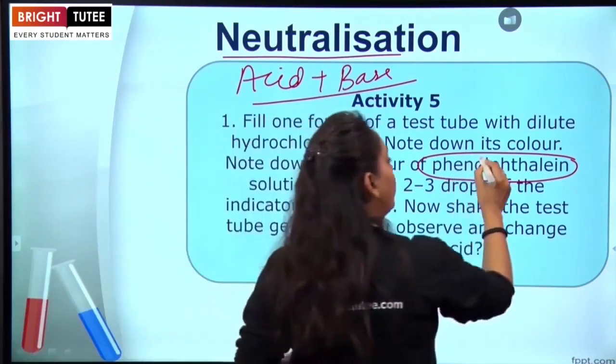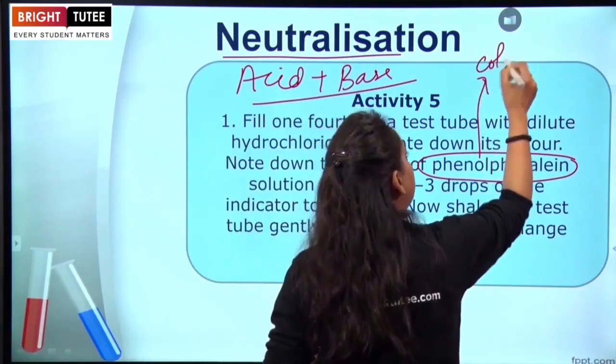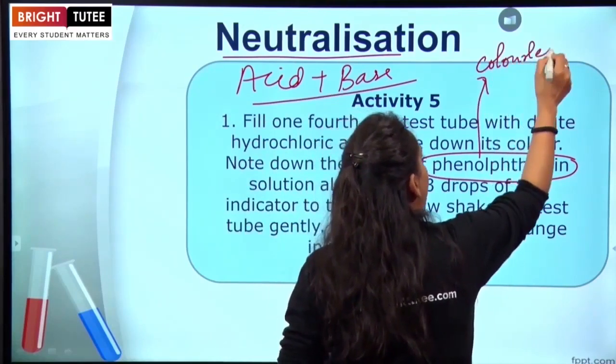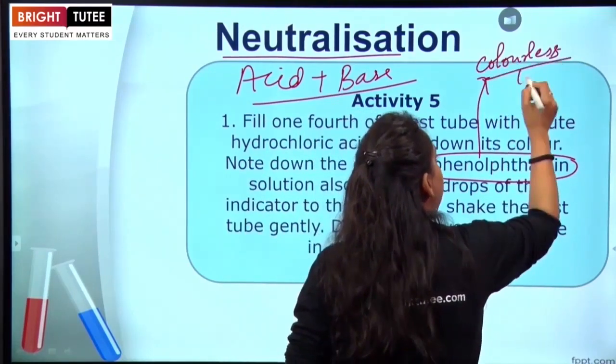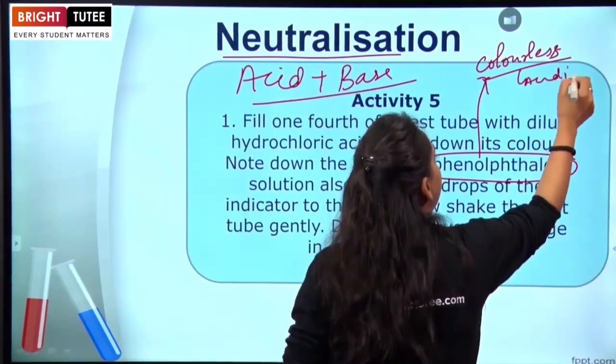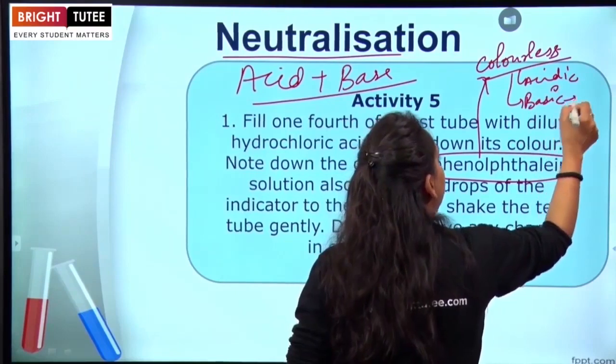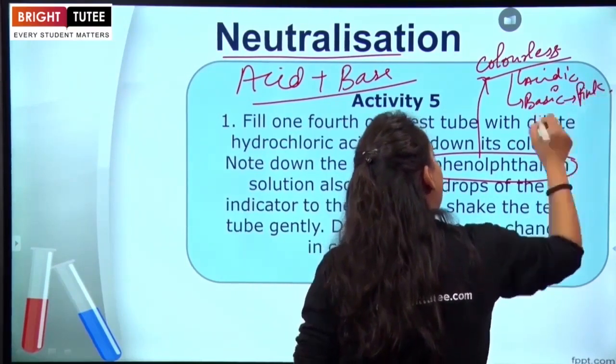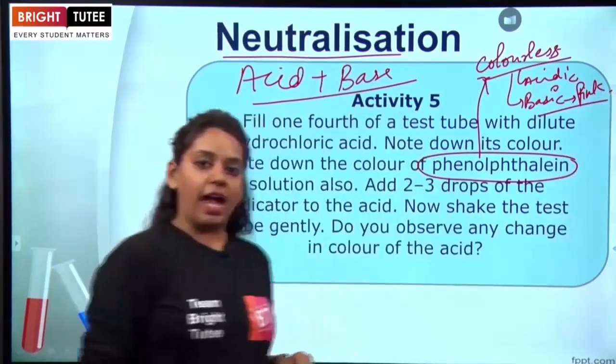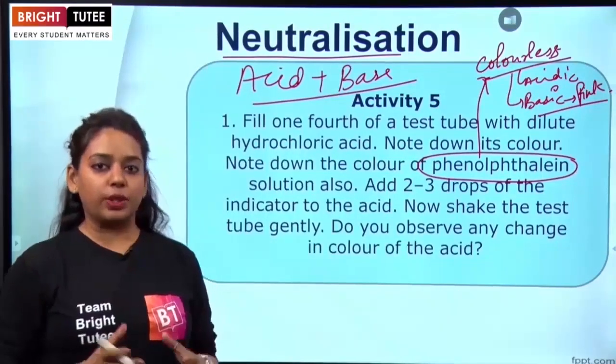Naturally, the color of phenolphthalein is colorless, and it remains colorless in acidic medium, whereas in basic medium, it changes into pink color. So let us move ahead with the activity and understand the neutralization in a better way.